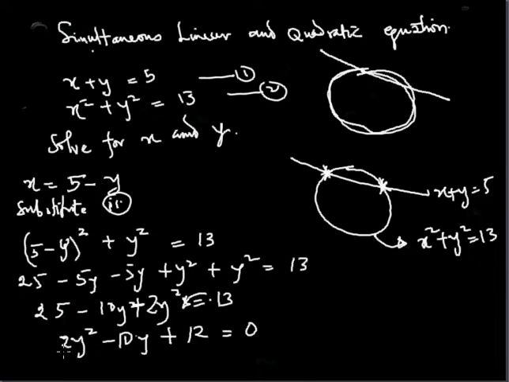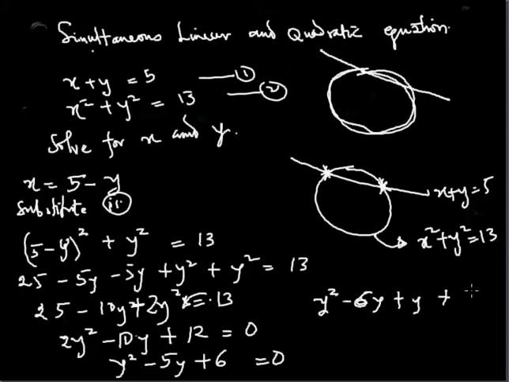Divide through by 2. You're going to have y squared minus 5y plus 6 is equal to 0. Can you see this is a lot easier? Now you can easily factorize. You don't have to use completing the square or the almighty formula in this situation, because you can easily factorize it. To factorize this, you have y squared minus 6y plus y plus 6 is equal to 0.